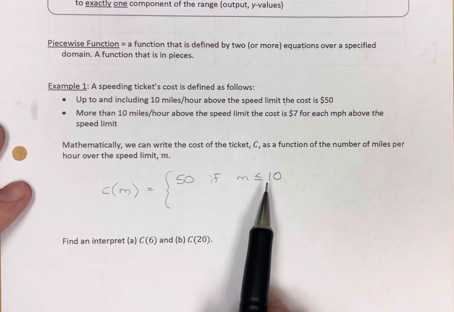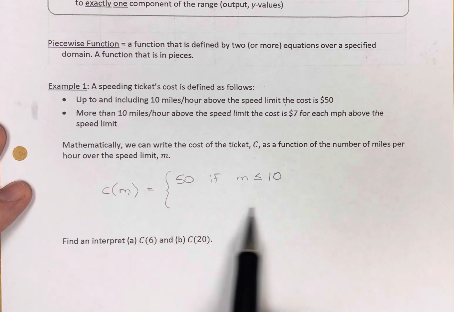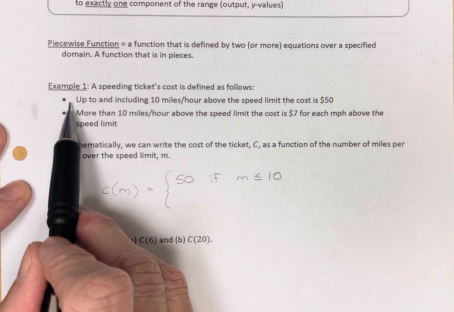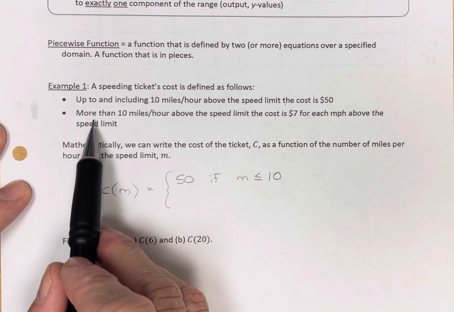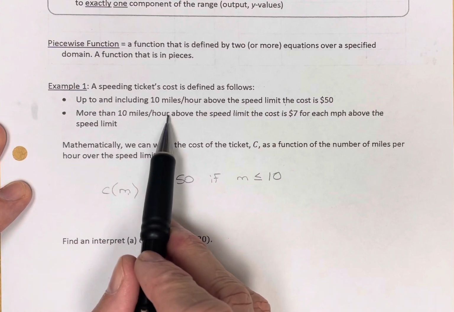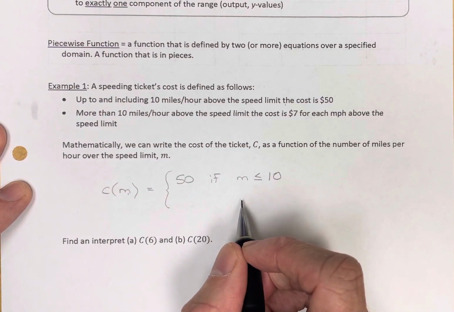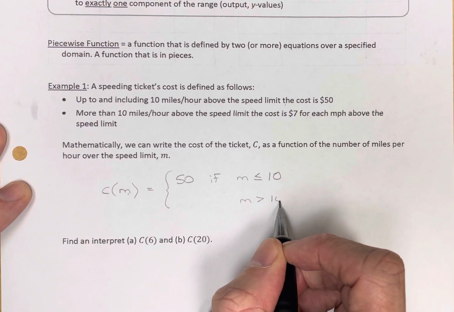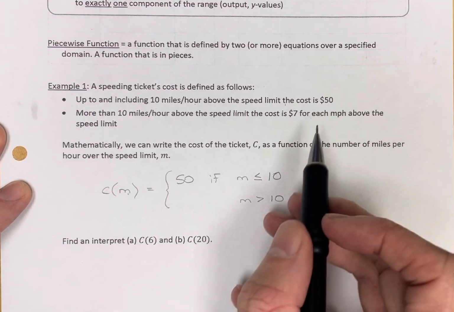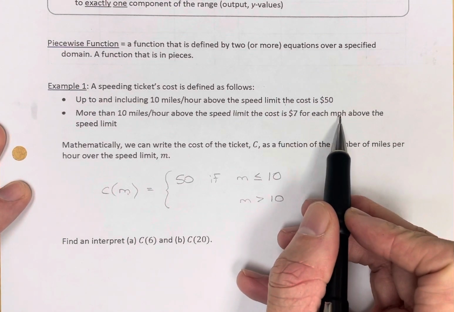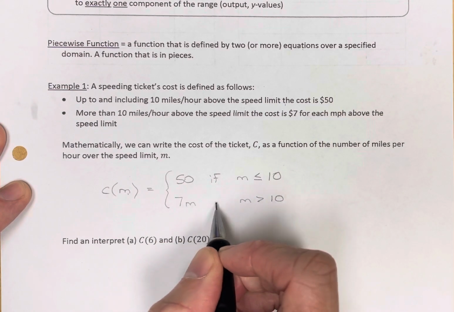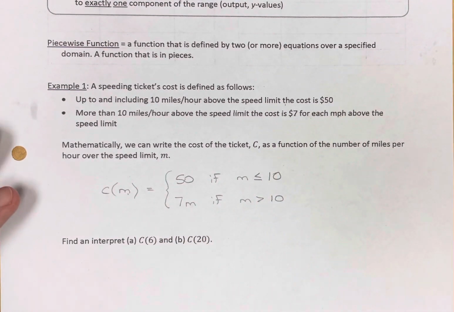Okay, so it's a function that's in pieces, and we have a specified domain that directs us to what we're going to do in order to figure out the cost. Okay, that's this bullet here, the first one. The second bullet is if you are more than 10 miles above the speed limit. So the next specified domain is M greater than 10. You're going to be charged $7 for each mile per hour above the speed limit. So your calculation is 7 times M.